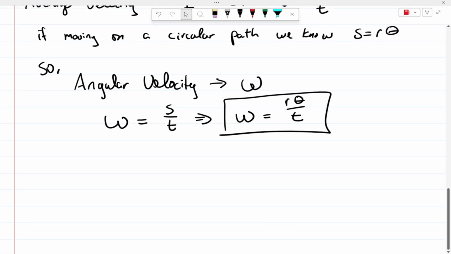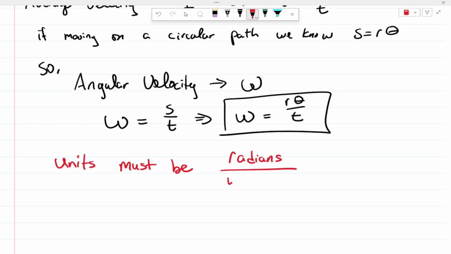Now, in order for us to use this formula, our units must be radians per unit time, whatever that happens to be. So in other words, we need the measurement in radians.